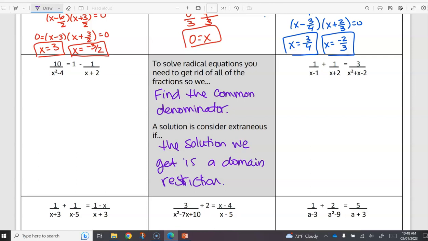All right, here's our first one. 10 over x squared minus 4 equals 1 minus 1 over x plus 2. Okay, what is our first denominator? X squared minus 4. Can you factor that? Yes, it is going to be x plus 2 and x minus 2. Good. Is anyone still writing down the stuff in the middle?